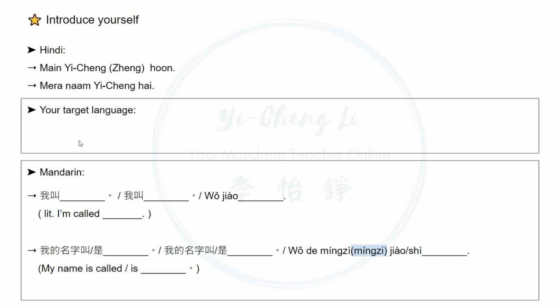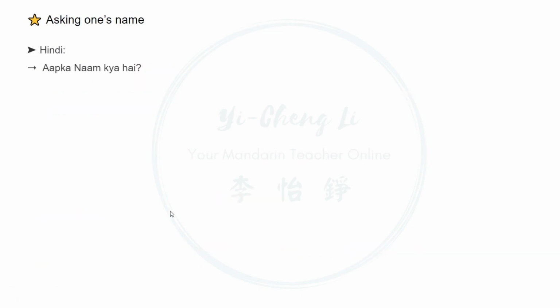Practice it one more time. And then we can talk about the Mandarin one. 我叫怡珍. Literally, I am called, and then the name. Next one. 我的名字叫怡珍. Or 我的名字是怡珍.